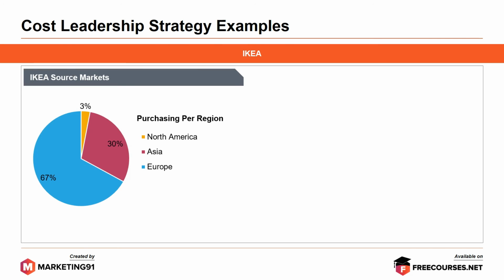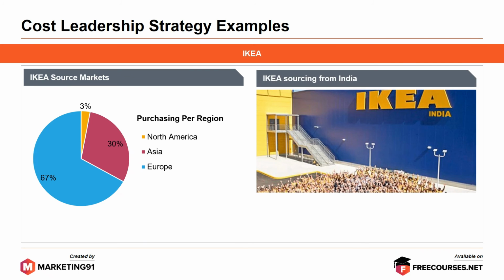For instance, Europe happens to be the biggest market for sourcing with a 67% share, followed by Asia with 30% and North America with 3%. The top 5 purchasing countries for Ikea are China, Poland, Italy, Germany and Sweden.